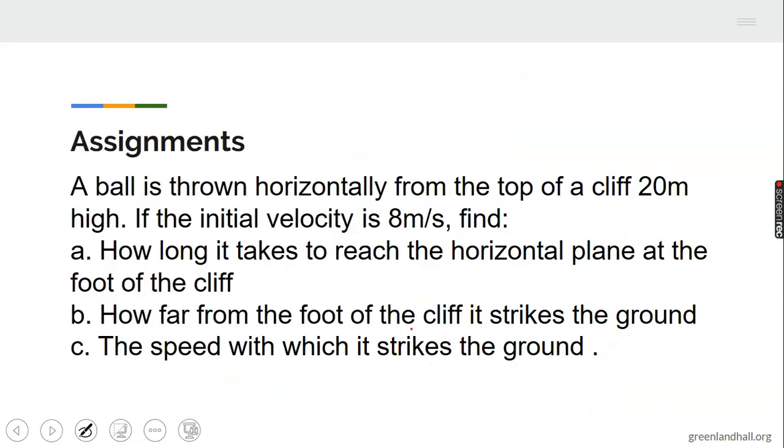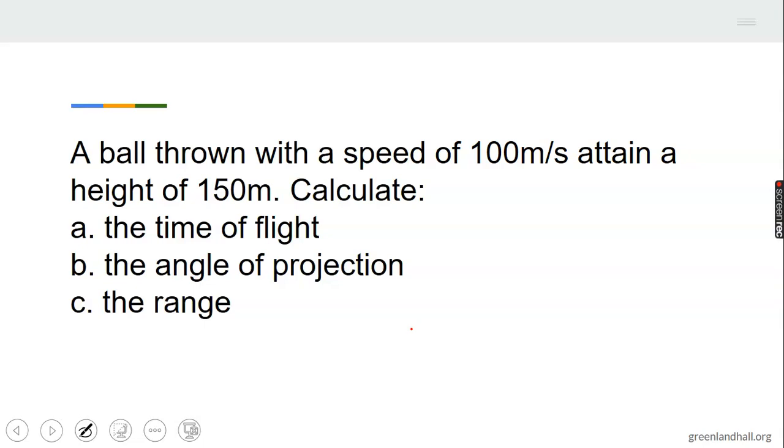Now, assignment. A ball is thrown horizontally from the top of a cliff 20 meters high. If the velocity is 8 meters per second, find how long it takes to reach the horizontal plane at the foot of the cliff, how far from the foot of the cliff it strikes the ground, and the speed with which it strikes the ground. Another one. A ball thrown with a speed of 100 meters per second attains a height of 150 meters. Calculate the time of flight, the angle of projection, and the range.